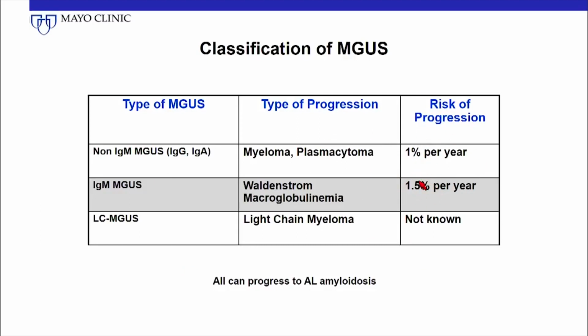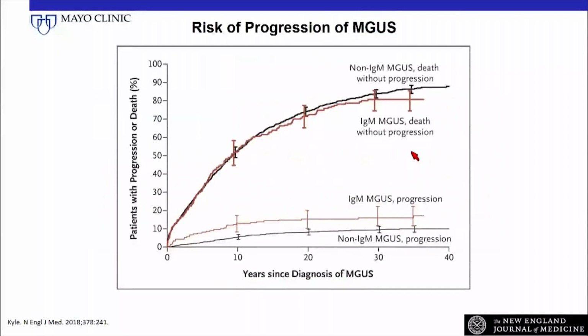There are some differences in the risk of progression of these disorders. In general, IgM has the highest risk, non-IgM second, and light chain MGUS, the way we define it right now, probably has a lower risk of progression than non-IgM MGUS.